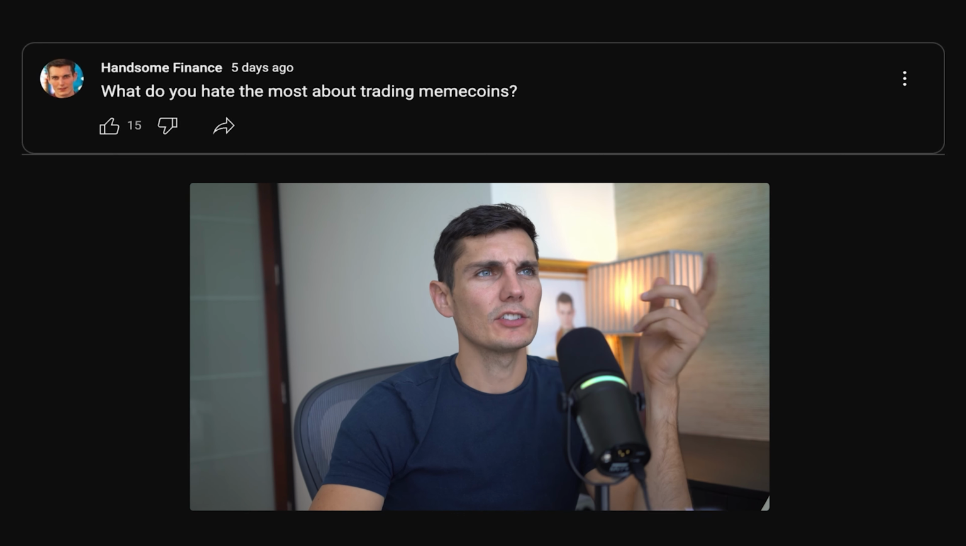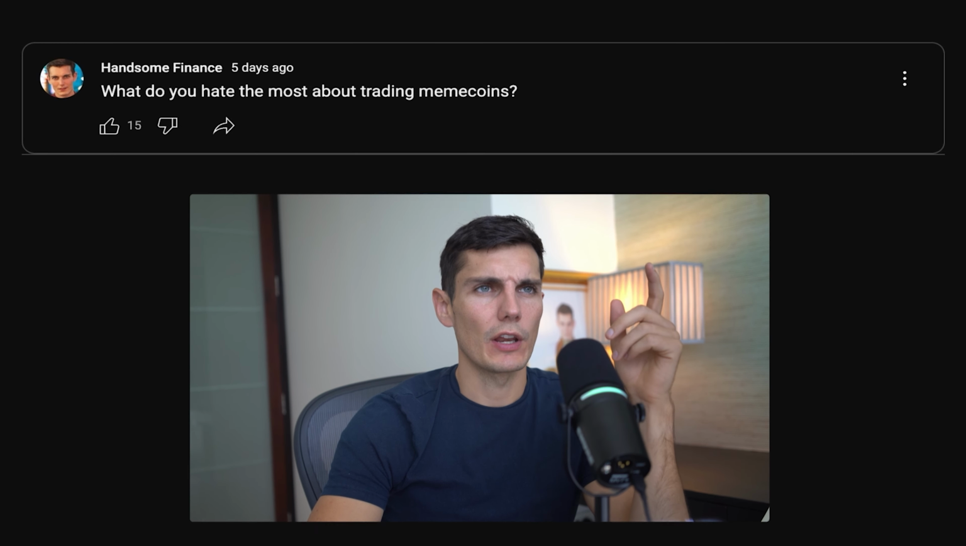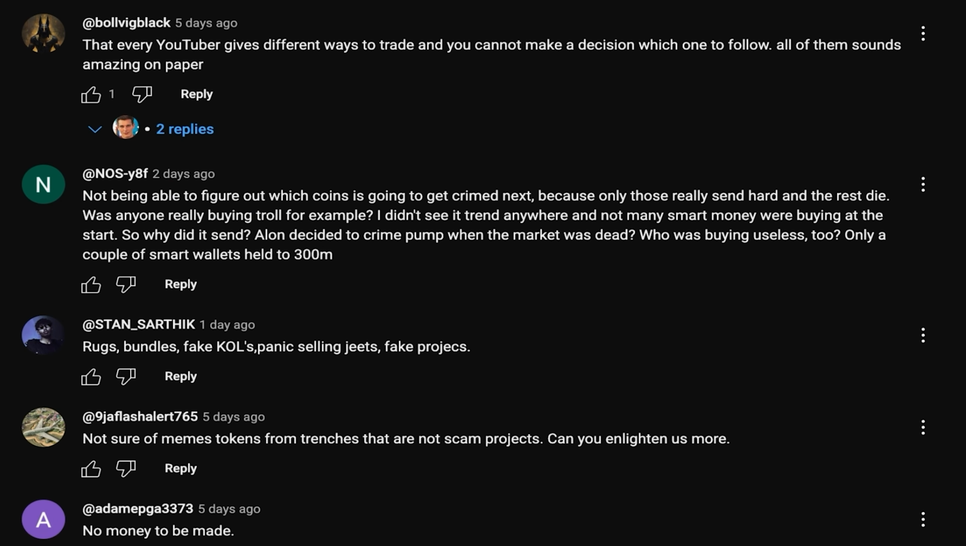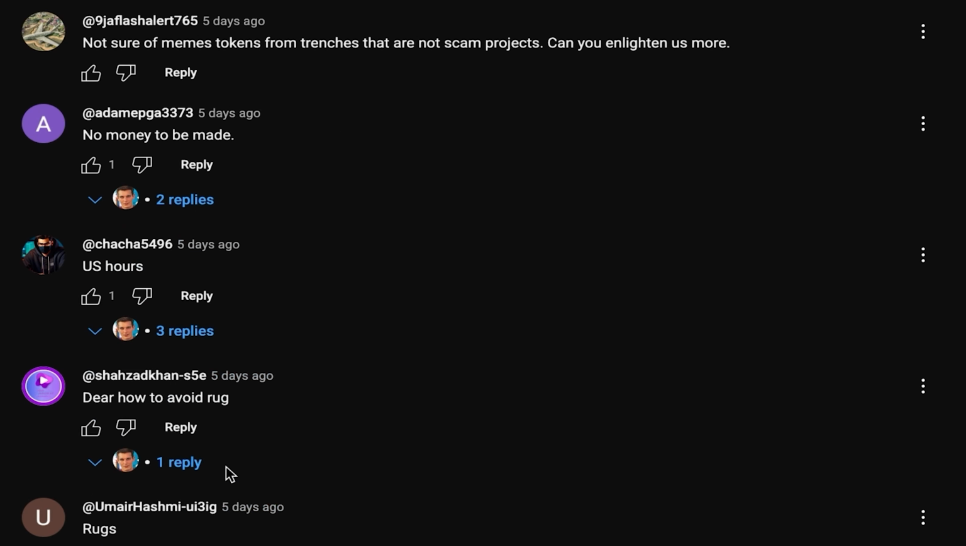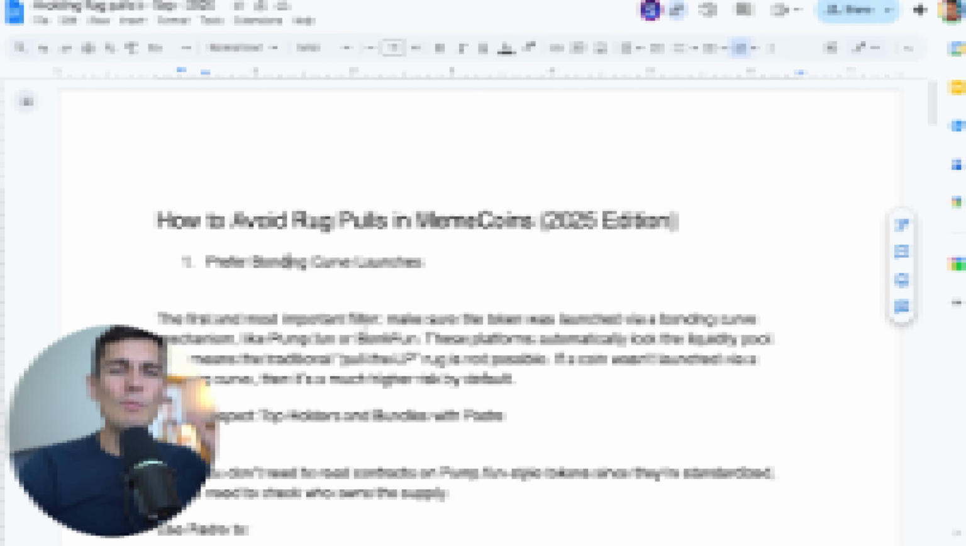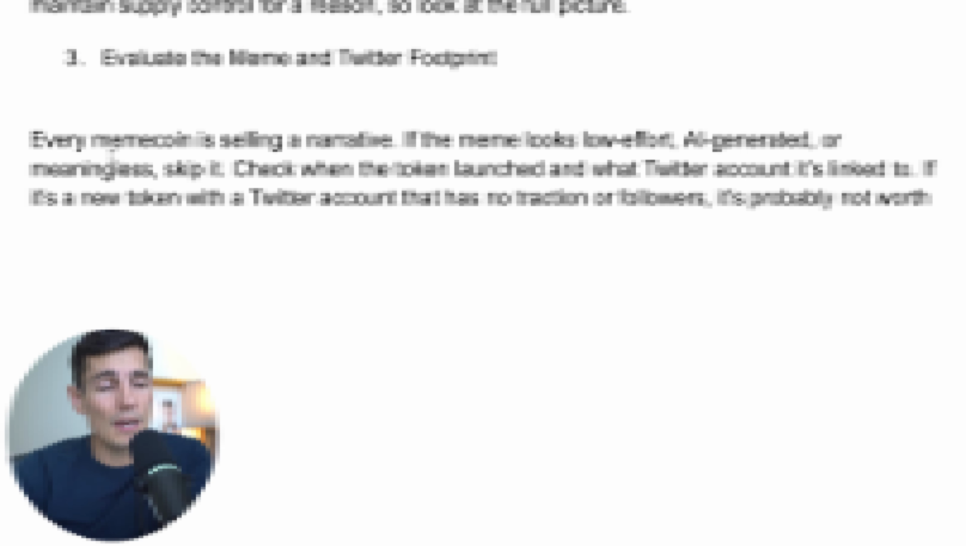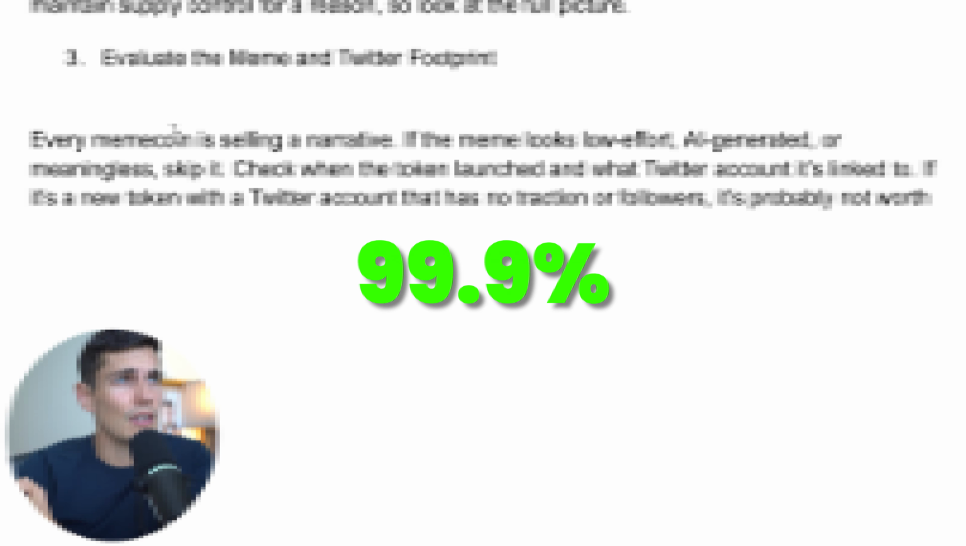Last time I asked you, what do you hate the most about trading meme coins? And a lot of you said rug pulls, getting rugged. So I'm going to show you the 7 elements that will help you avoid all the rugs, at least 99.9%. And if you don't have rugs, you have way more chance to get some bangers.